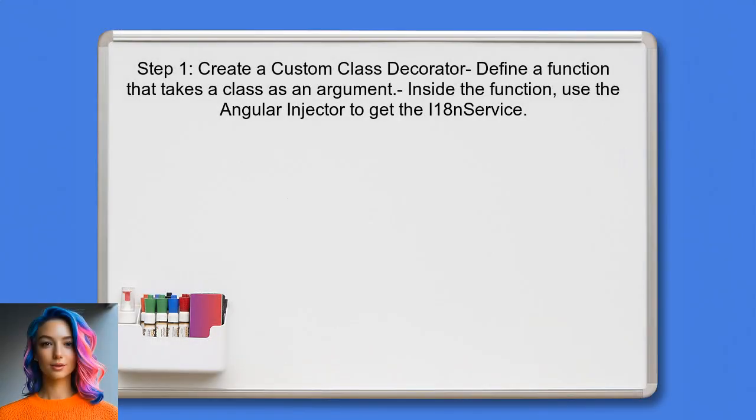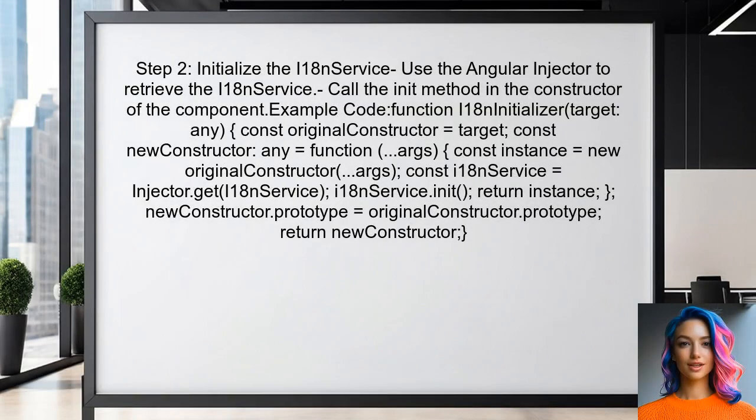To begin solving the user's problem, we need to create a custom class decorator that will handle the initialization of the i18n service. This decorator will be applied to the components that require the service. Next, the user should implement the logic to initialize the i18n service within the decorator. This involves calling the init method of the service after the component is constructed.